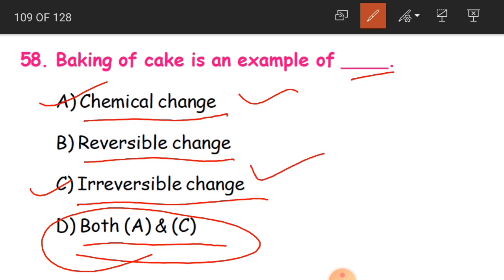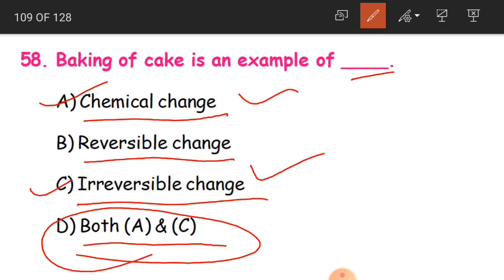In a chemical change, when we are changing any matter, we will not get its original form again. So to prepare a cake, what do you need? You need milk, you need eggs, you need flour. After you prepare the cake, can you separate the egg, the milk? No. And the flour from it? No, you cannot change it. So it is an irreversible change. So that is why D is the correct answer.